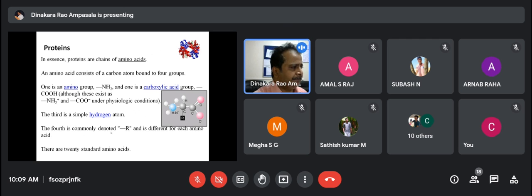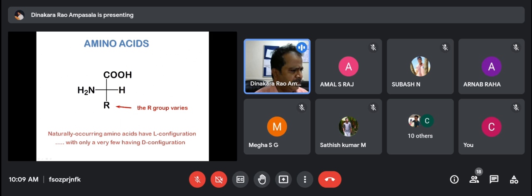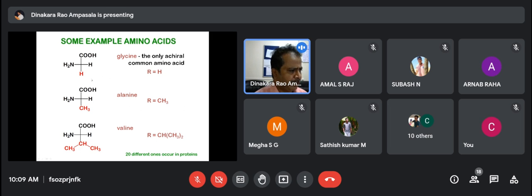And we are going to focus a little bit on proteins. These proteins are polymers of amino acids. They are joined together, and we have different types of amino acids. Basically, you can see 20 different naturally occurring amino acids here. Naturally occurring amino acids are in the L configuration, and very few amino acids are in the D configuration. So here you can see different types of amino acids depending on their nature.